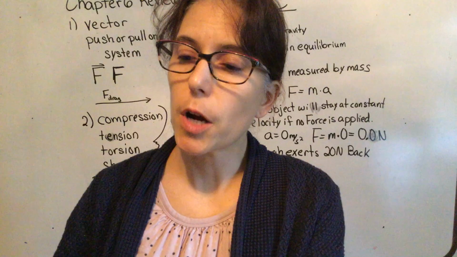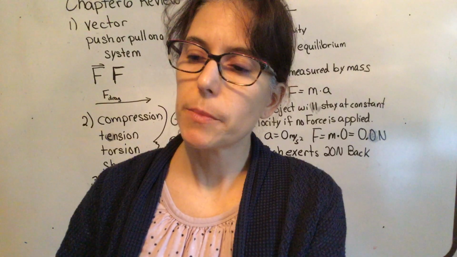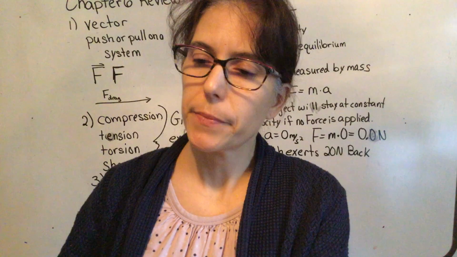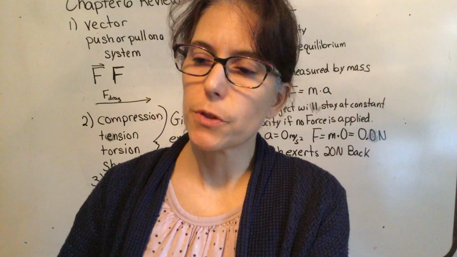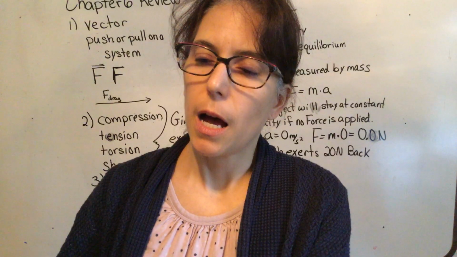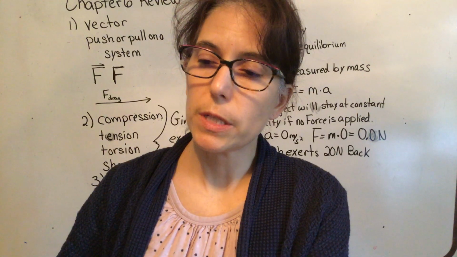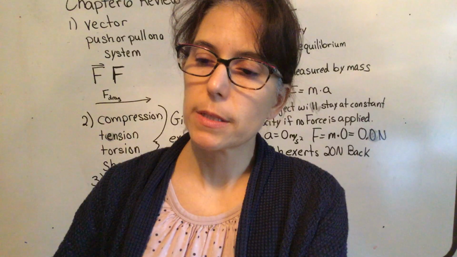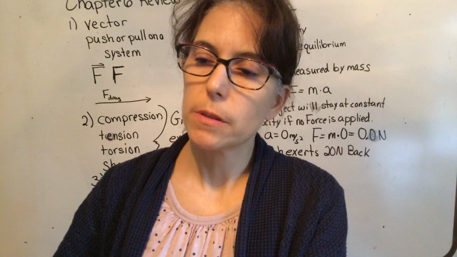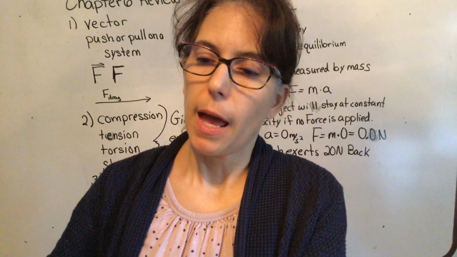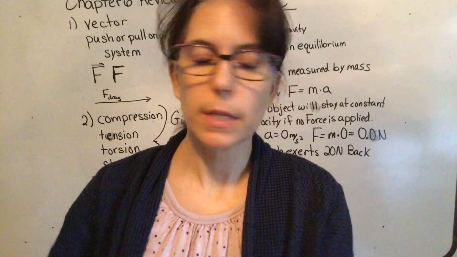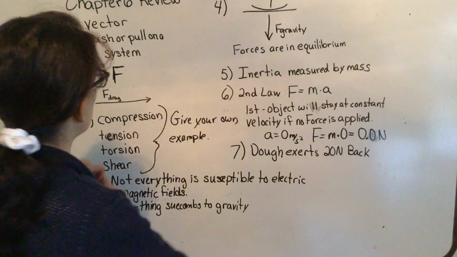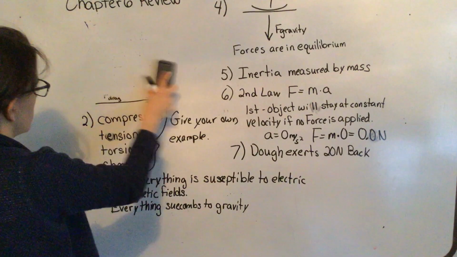Let's see here. A farmer pulls on his obstinate mule with 250 newtons of force to the right. The ground exerts a reaction force to the mule's resistance of 250 newtons to the left. What is the net force on the mule system, and what is the mule's acceleration? So let's put number 8 up here.